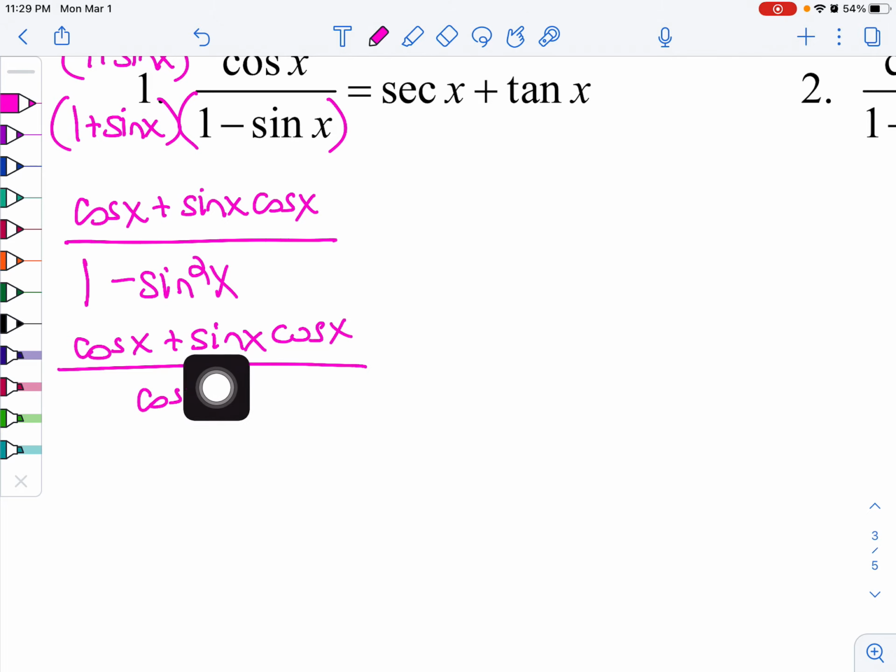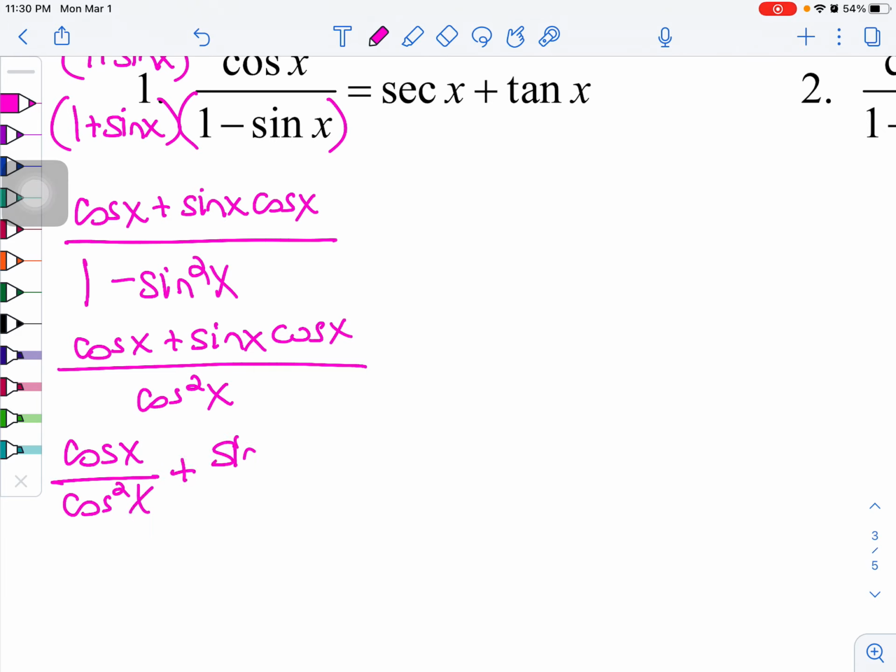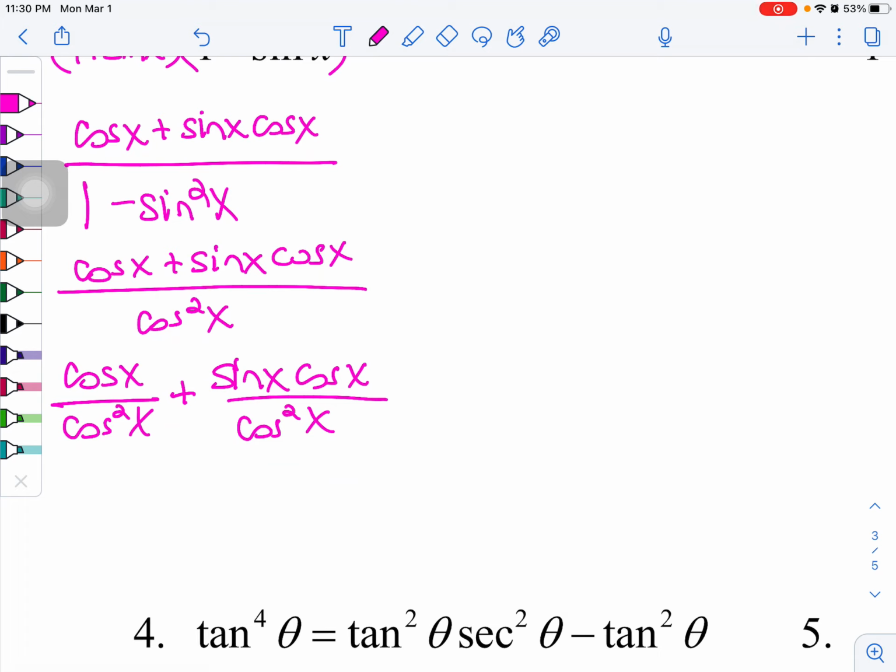Now, I have two fractions sitting here. So I've got cosine of x over cosine squared x, and then this part of the numerator, they're separated by addition or subtraction. So this is a separate numerator that I can split this fraction up. So I'm going to split this into cosine of x over cosine squared x plus sine x cosine x over cosine squared x.